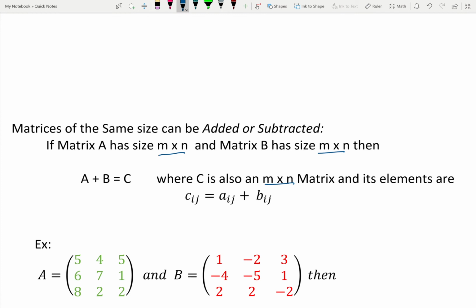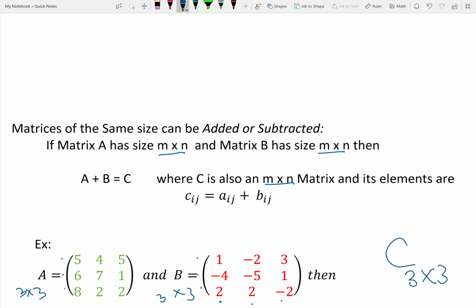All right, so let's go ahead and look at this next question. Matrix A is a 3 by 3 matrix, and matrix B is also a 3 by 3 matrix. So A and B both have the same size, so we're able to add them. Because we're able to add them, what is the size of the resulting matrix? Well, it should also be the same size as them.